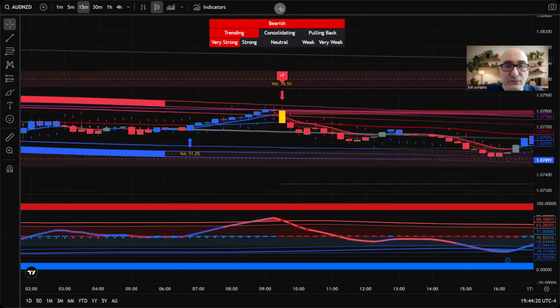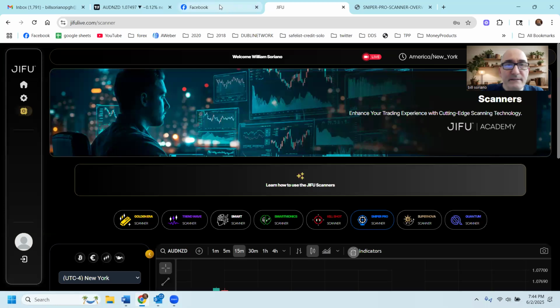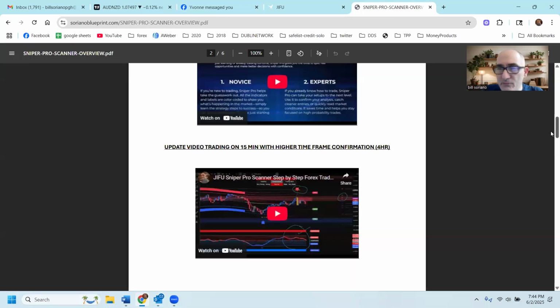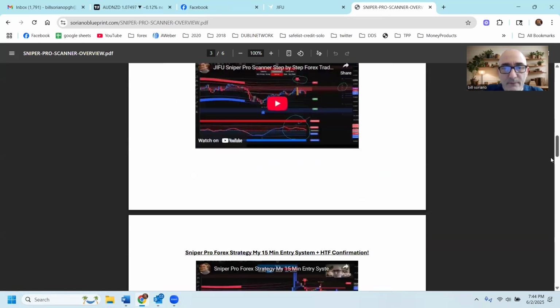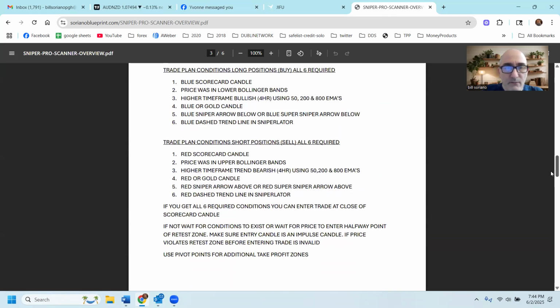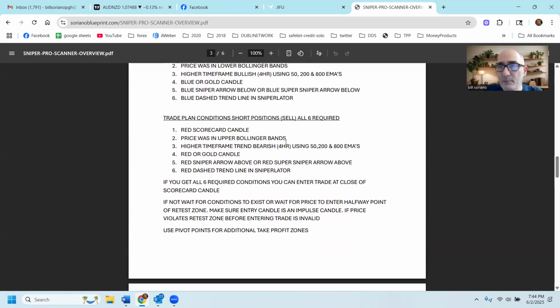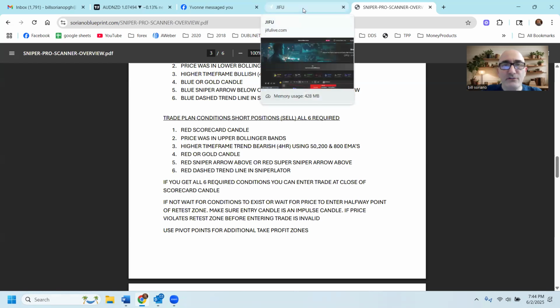Okay, but what you need to take the trade is right here in the PDF file, right? We have a red scorecard candle. Price was in the upper Bollinger Band. Higher time frame trend was bearish. We have a red or a gold candle. We have a red sniper arrow above, or a red super sniper arrow above. And we have a red dash trend line in sniper layer. All 6 required conditions, you can enter the trade at the close of the scorecard candle. Okay, so that was a good trade to take.